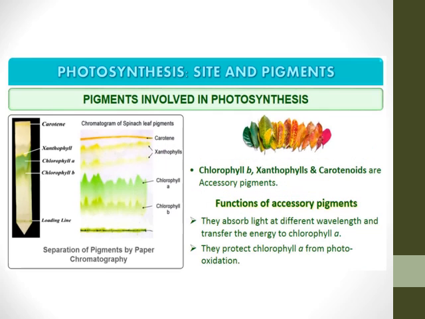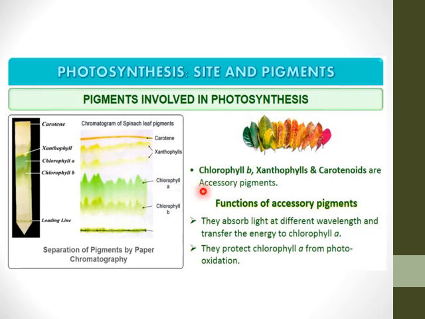Fine. So chlorophyll B as well as xanthophyll and carotene are the accessory pigments which are not directly participating in photosynthesis, whereas chlorophyll A is known as the main or chief pigment which receives the sunlight.